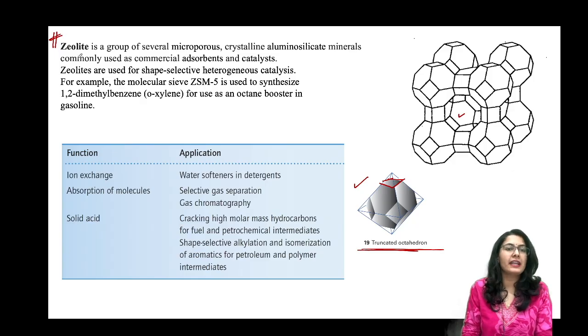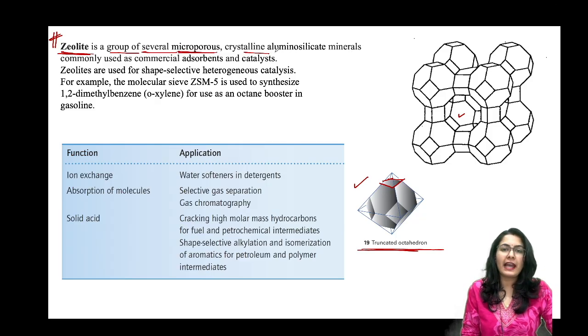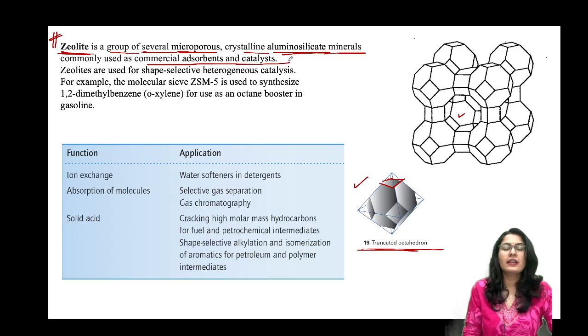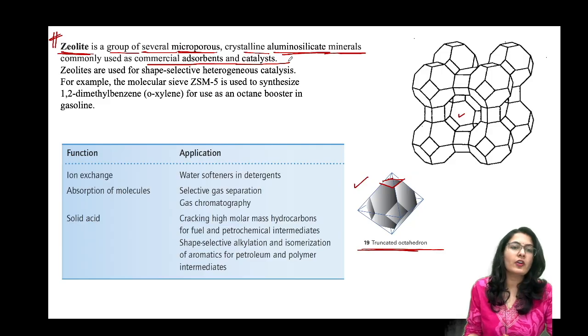Let's expand the idea. So zeolite is a group of several microporous, crystalline aluminosilicate minerals having small cavities, commonly used as commercial adsorbents and catalysts. Adsorbent कहाँ पे use होता है? Catalyst कहाँ use होता है? We'll talk about it.